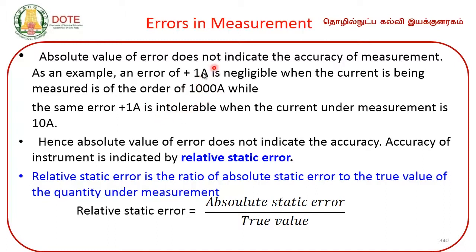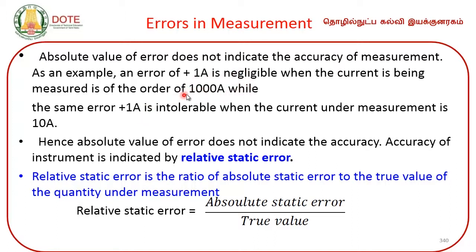இப்போ 1 ampere error வந்து 1000 ampere மெஷர் பண்ணும்போது 1 ampere errorங்கிறது negligible compared to the value. But at the same time, when you measure 10 ampere, if your instrument is showing 1 ampere error, then it is intolerable. Okay, so 1 ampere தான் error. 1 ampereங்கிறது absolute value, error value, right? ஆனால் அந்த absolute value வந்து பெரும்பாலும் மெஷர் அக்யூரசியை இண்டிகேட் பண்ணுறது இல்லை. ஏன்னா அது ஆக்சுவல் ட்ரூ வேல்யூவை பொறுத்தது.